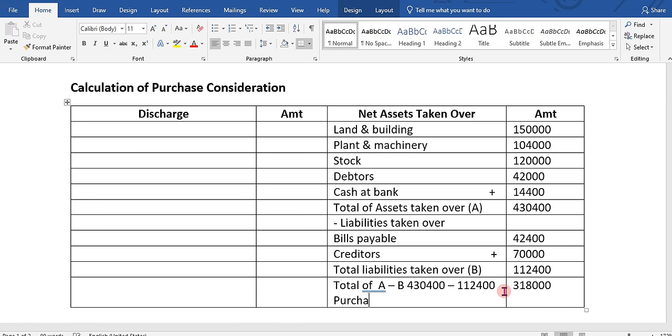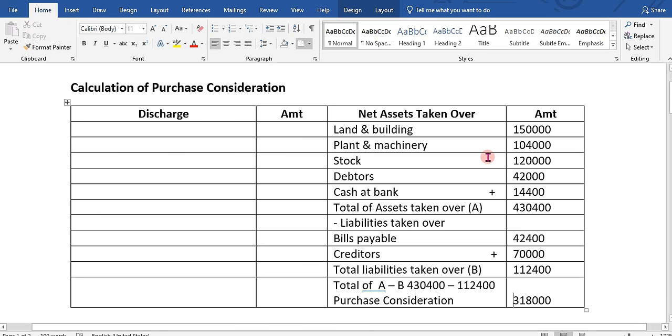3,18,000 is a purchase consideration. Okay, I hope you have understood how to calculate purchase consideration. So this is a value. First we took all the assets, so we did the total of assets, then reduced the liabilities. Okay, so we get purchase consideration. So 4,30,400 minus 1,12,400, we get 3,18,000.